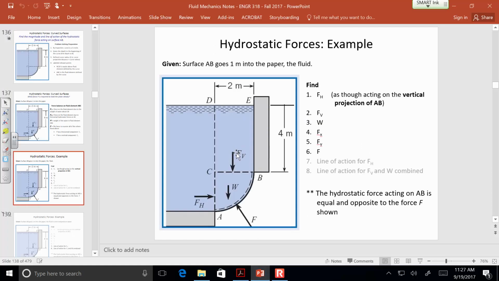Now on this figure, F_V and W are both just water weights. It would have been clearer if they were W1 and W2, but the labels given in the text are F_V for the weight of the water in element B, C, D, E, and W for the weight of the water in that quarter circle.